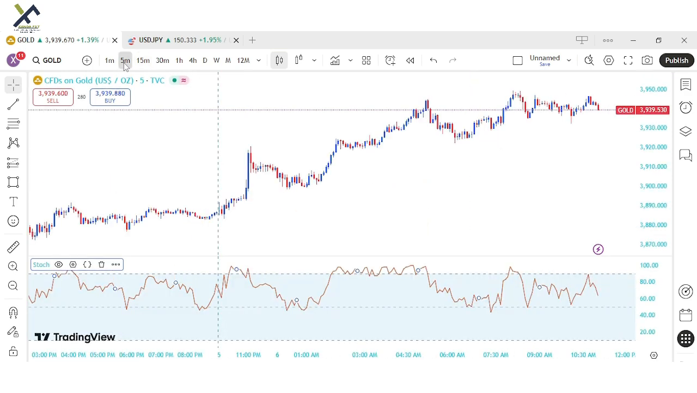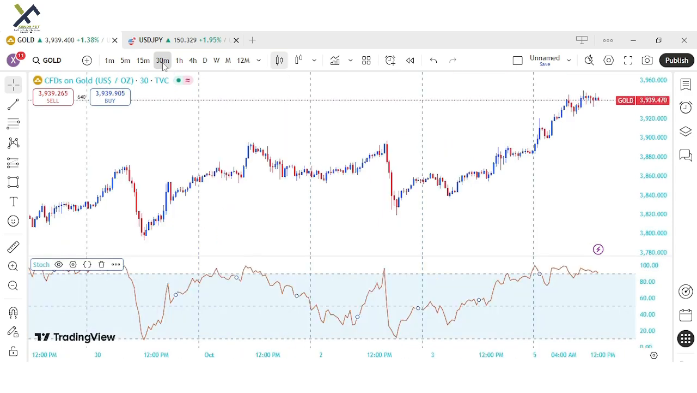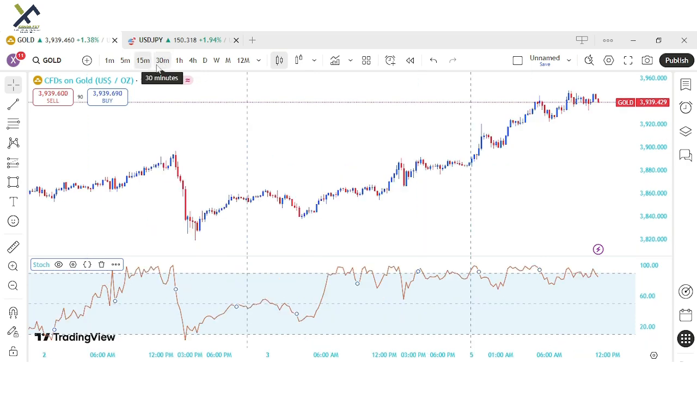Now look at it on the 5 minutes. Now look at it on the 15 minutes time frame, look at it on the 1 hour time frame, and look at it on the 30 minutes time frame. You discover that it works across all the time frames depending on your choice.